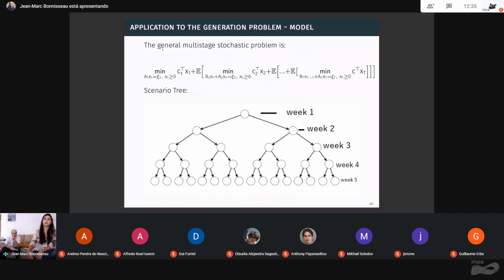Here we have the mathematical formulation for the multi-stage stochastic problem, and you can understand what it means by this tree. We can separate nodes by weeks. The first node corresponds to the first week. The following two nodes correspond to the second week, and so on.